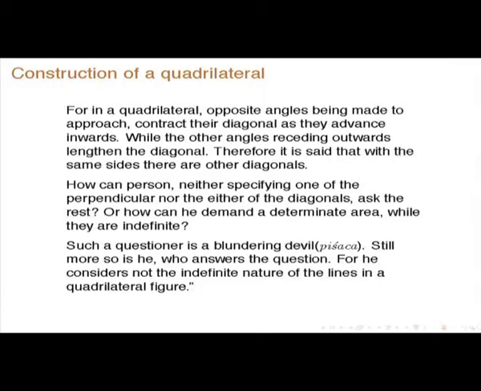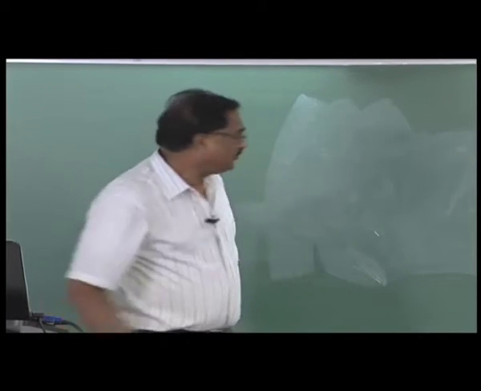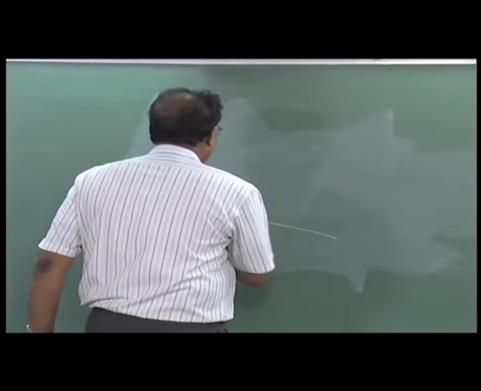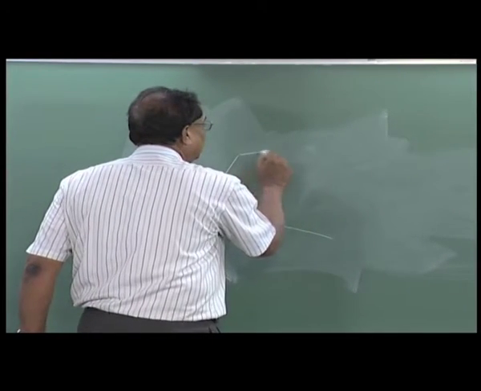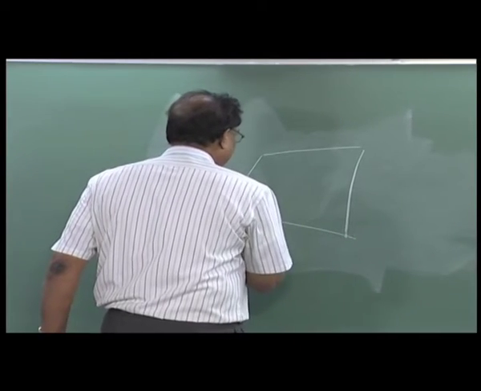So what he is saying is the following. Suppose it is a quadrilateral, and you are just given the 4 sides. He is asking, just by giving the 4 sides, can you determine the area? See, suppose this is your quadrilateral. One quadrilateral you have got by A, B, C, D.